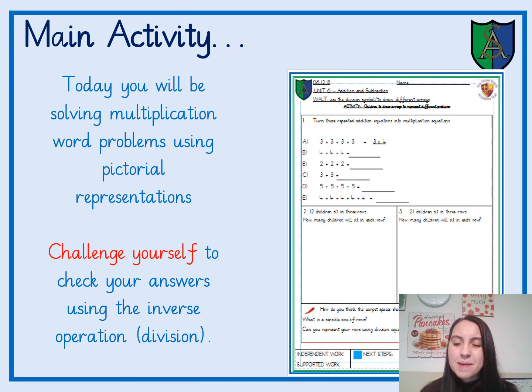Okay, in today's main activity, you are going to be doing exactly what we've practiced. You're going to be reading each of the word problems, picking out the key information, drawing the pictorial representation, and then you can write the multiplication equation for each, okay?